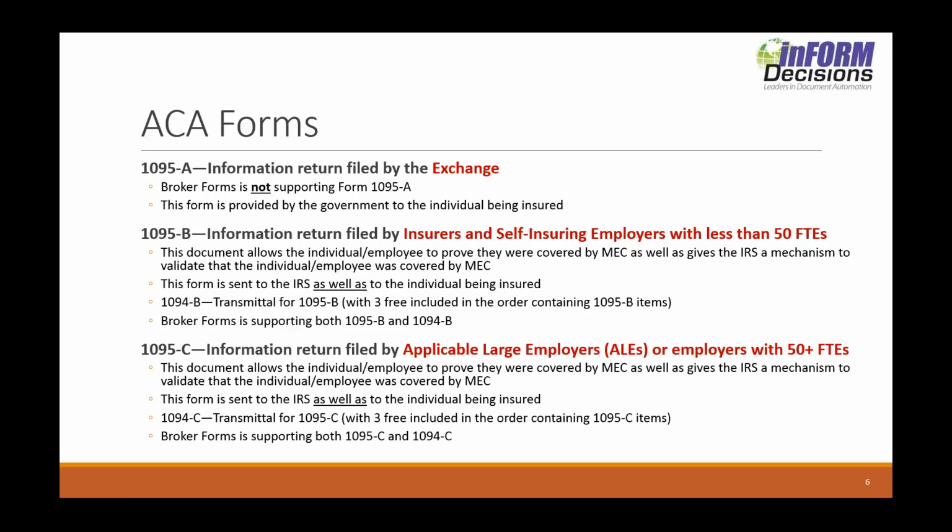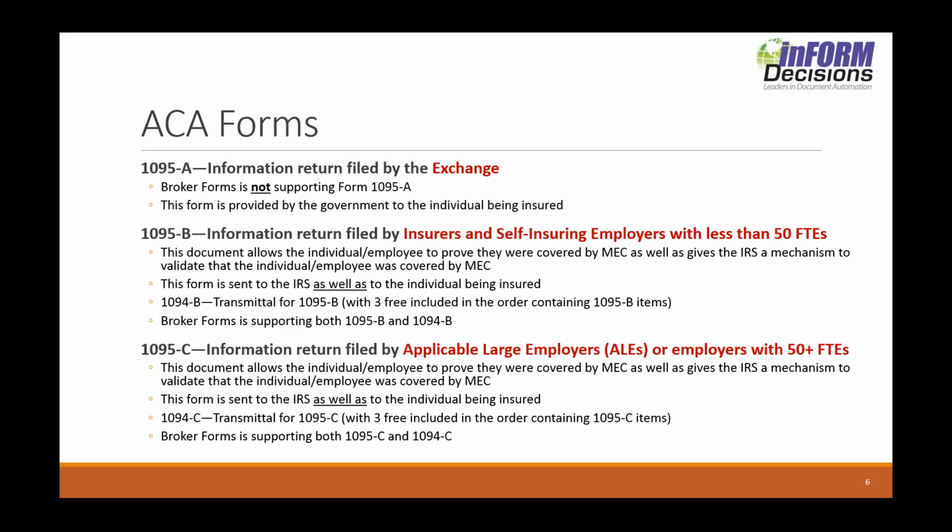But the 1095B, the information return filed by insurers and self-insuring employers with less than 50 full-time employees. This is for anyone that is self-insured. This document allows the individual or the employee to prove that they were covered by minimum essential coverage, as well as give the IRS a mechanism to validate that.